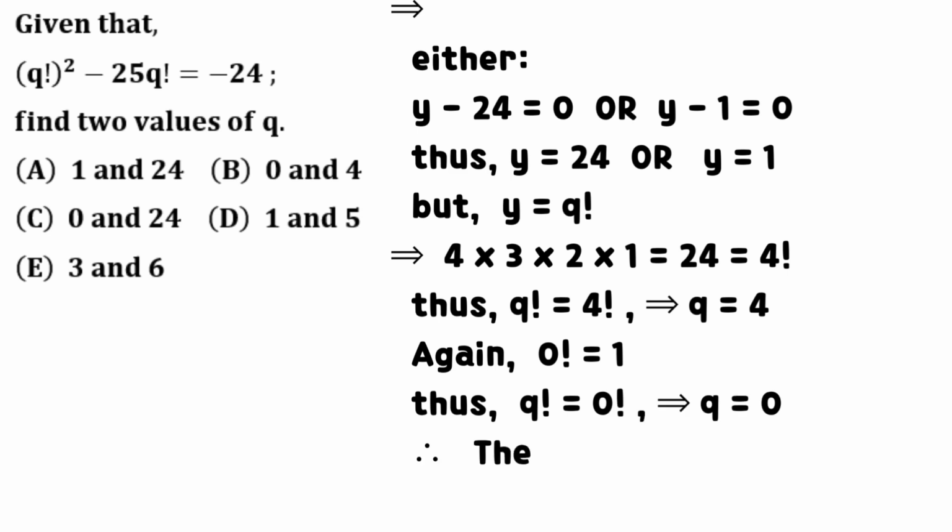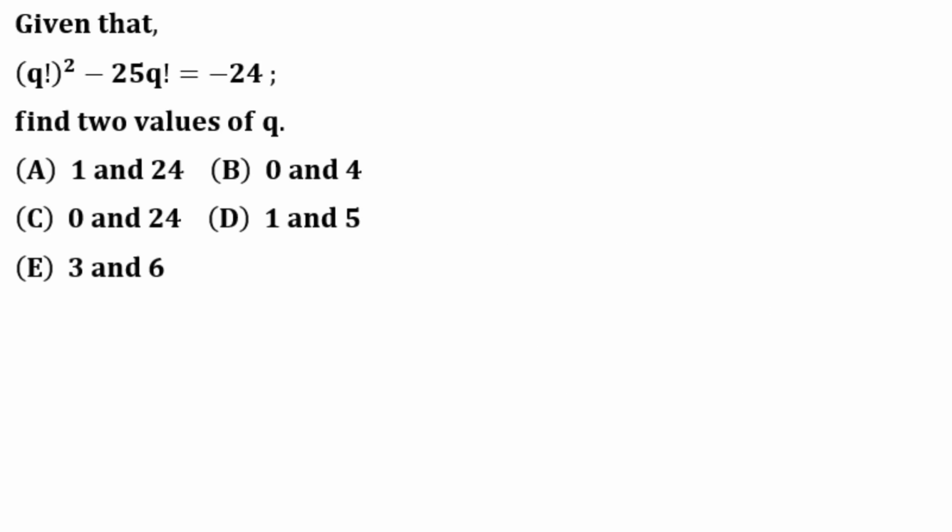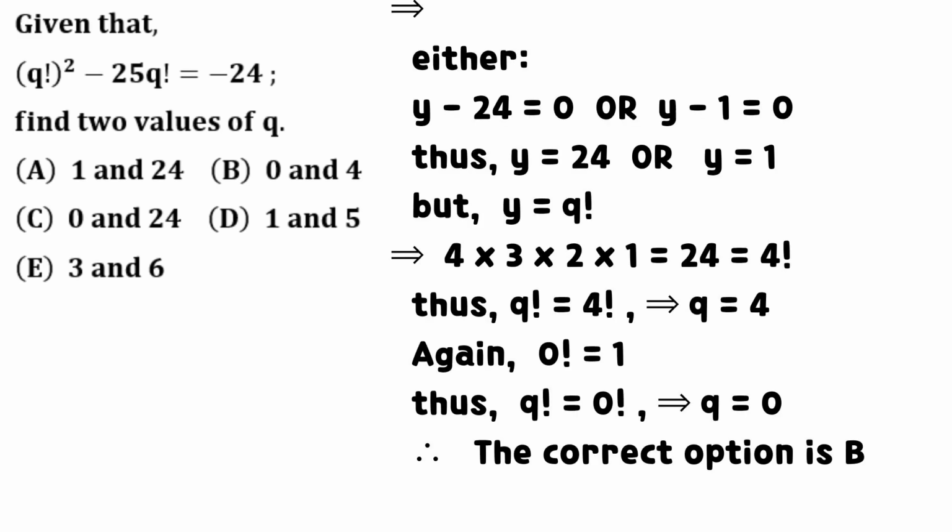But y equals q factorial. It implies that 4 times 3 times 2 times 1 equals 24, which equals 4 factorial. Thus, q factorial equals 4 factorial. Hence, q equals 4. Also, 0 factorial equals 1. Thus, q factorial equals 0 factorial. Hence, q equals 0. Therefore, the correct option is B.